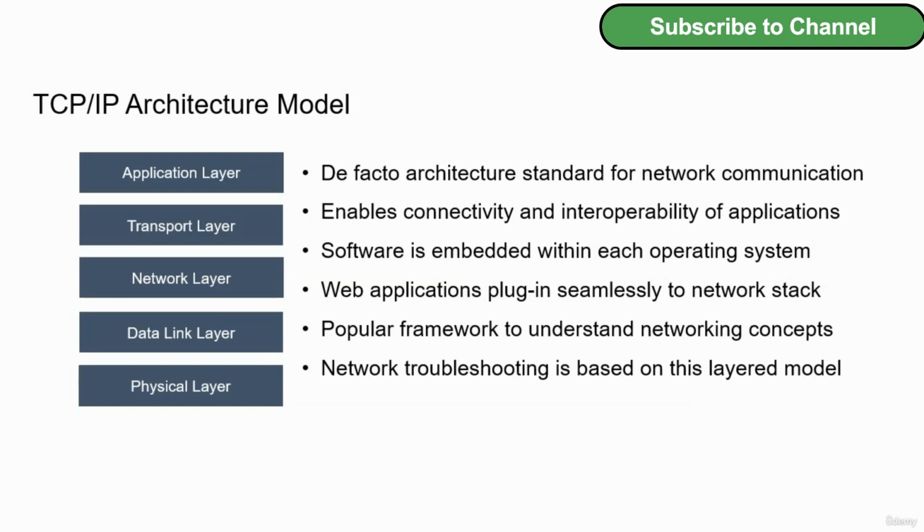So to start with, the TCP/IP architecture model is really the de facto architecture standard for network communications. It supersedes the OSI model that was used previously, but with the move to internet applications, the TCP/IP model is a better fit for the applications being developed today. So it is the standard for network communications. It's got 5 layers.